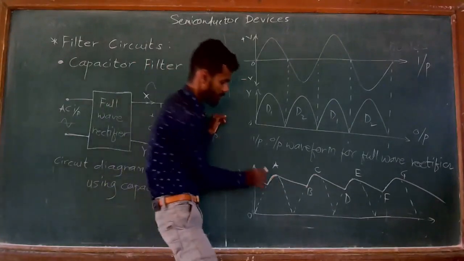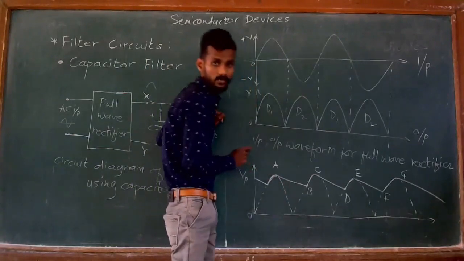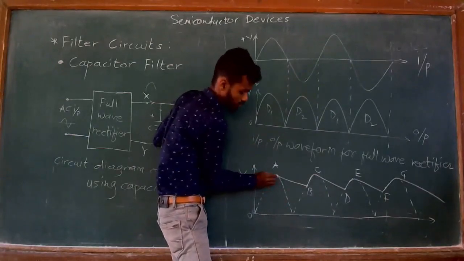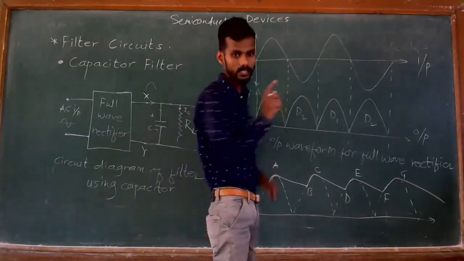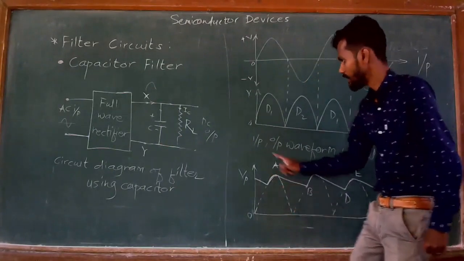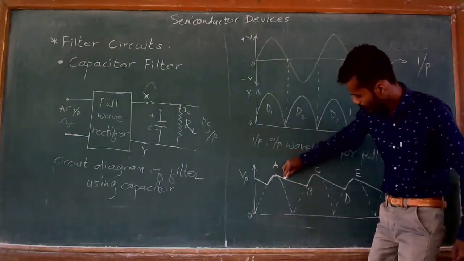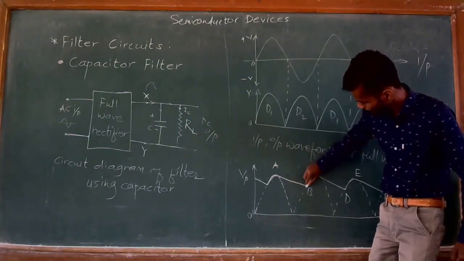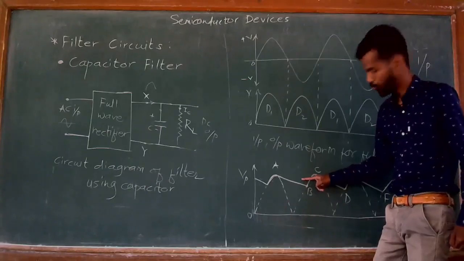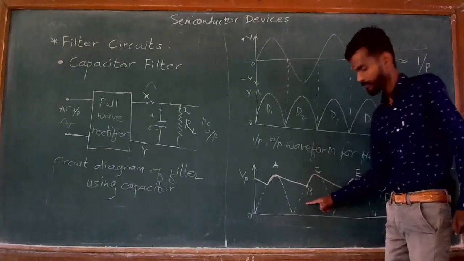Then what happens, when the voltage goes on decreasing, this capacitor starts discharging through the load resistance RL, and the voltage across RL goes on decreasing up to point B. When the capacitor starts discharging, the output voltage across the load resistance also starts decreasing.